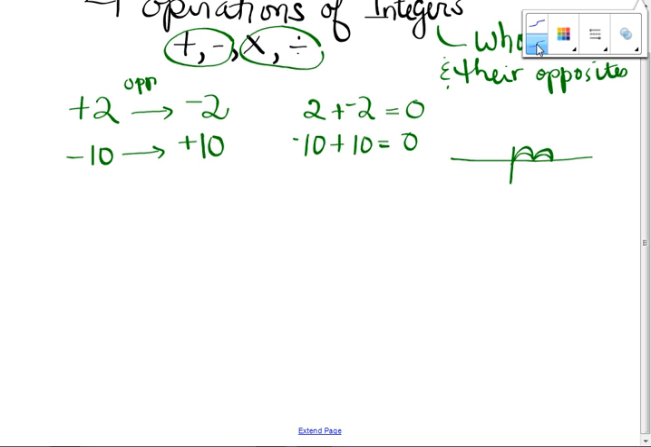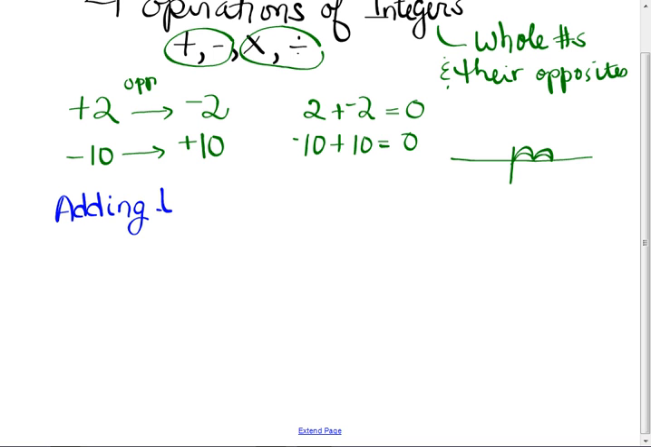Okay, so if I'm adding integers, well, you know what? It's no big deal if I add a positive number and a positive number. That's what you've been doing since first grade. Okay, Josh, I want you to pay attention. I'm reviewing all this. I want you to be able to keep them straight. So if I add a positive 2 plus a positive 3, I'm going to get a positive 5.